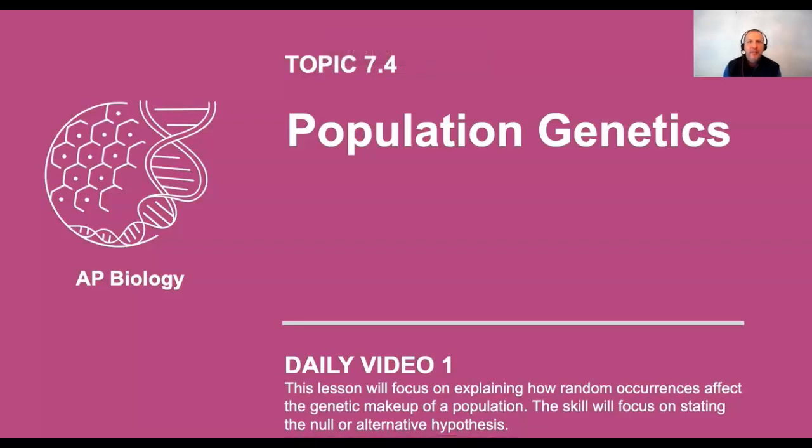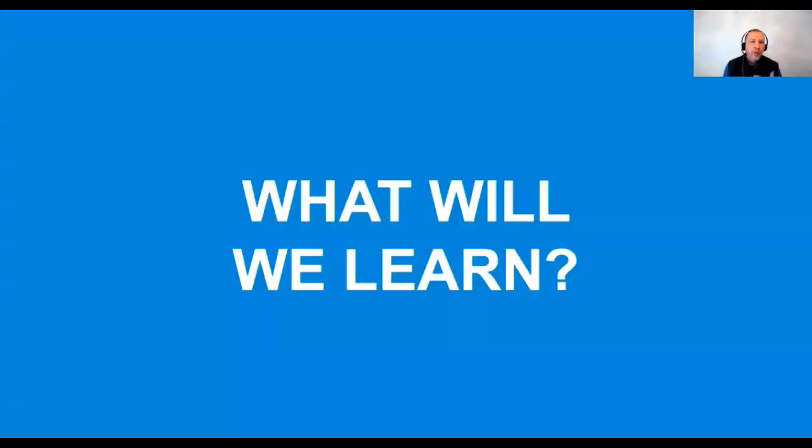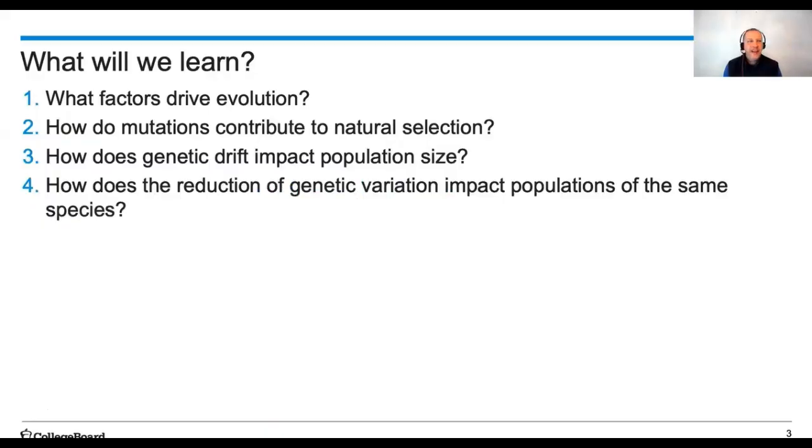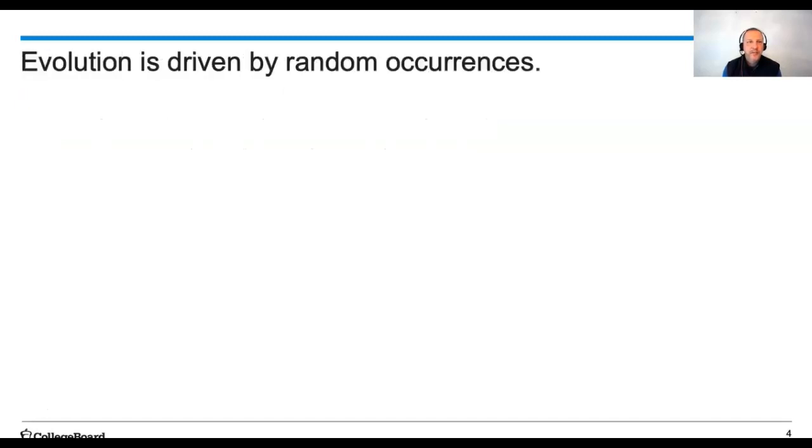Today's topic is 7.4, Population Genetics. So what will we be learning today? For today's lesson, we'll be looking at what factors drive evolution, how mutations contribute to natural selection, how genetic drift impacts population size, and finally, how the reduction of genetic variation impacts populations of the same species. So let's dive in.